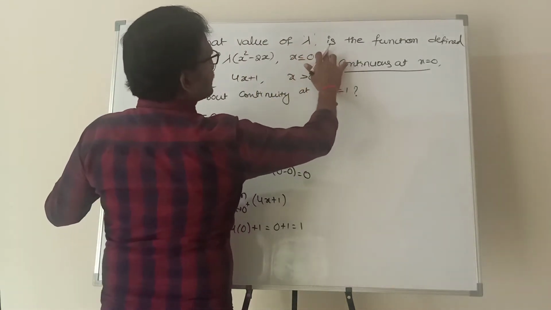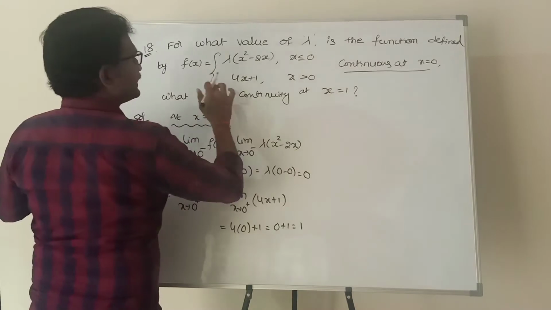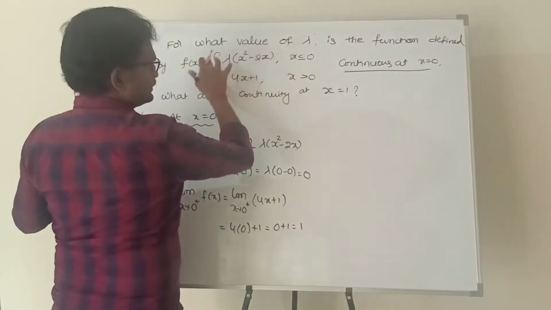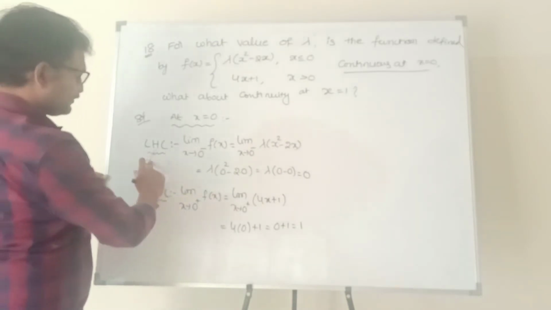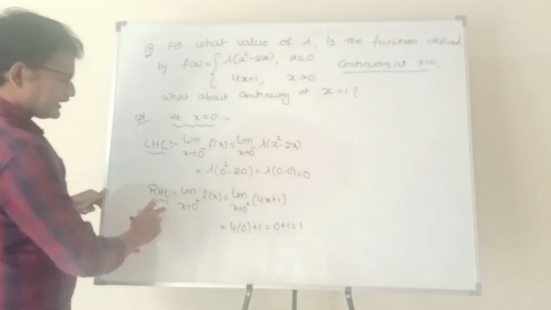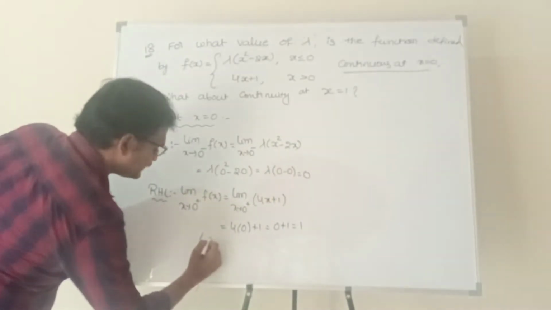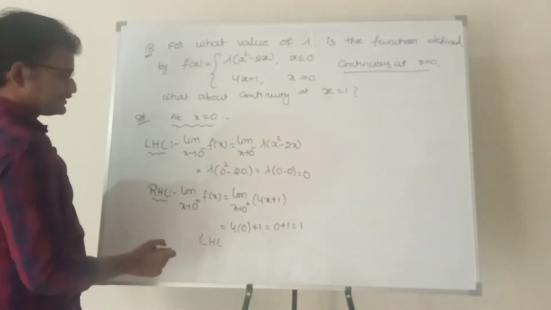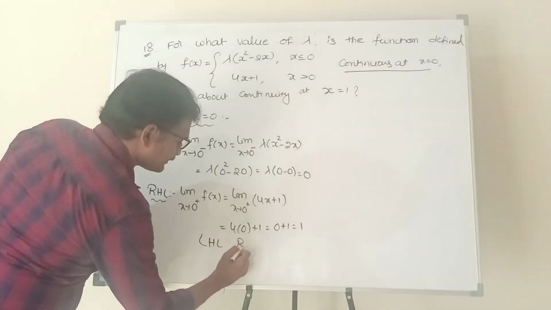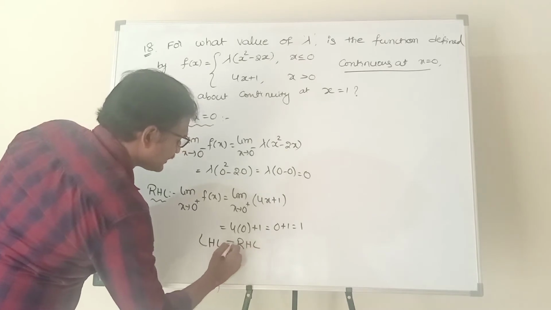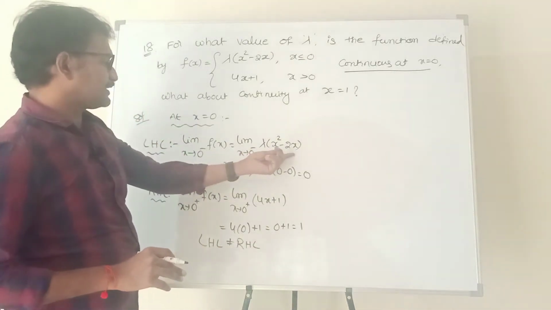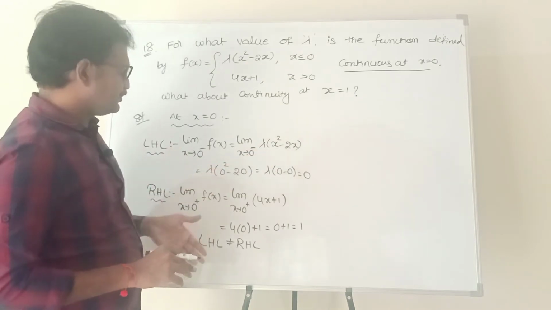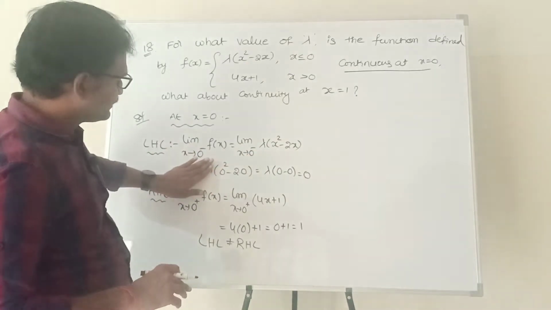For what values of lambda is the function defined by f of x continuous at x equal to 0? If you observe this problem, what is the left hand limit value? 0. Right hand limit value? 1. LHL is 0, RHL is 1. Both are not equal. So whatever may be the lambda, lambda could be 1 or 2 or minus 1, minus 2, whatever may be the value.